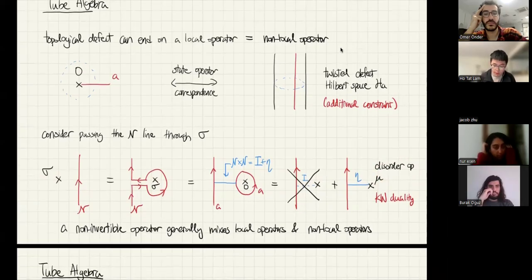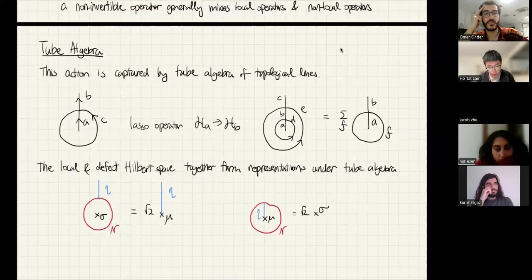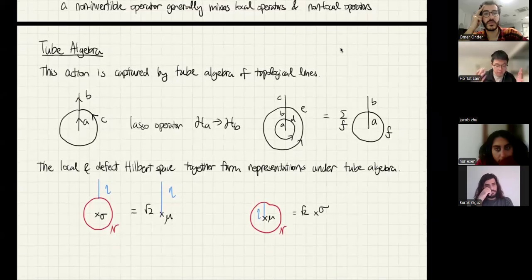So here we see that a very general phenomenon is the following. What is non-invertible symmetry? A non-invertible symmetry is non-invertible because it's generally mixing local operators to non-local operators, okay? So to capture these actions, or this mixing of local to non-local operators, it's known before that we should introduce this concept of what's called tube algebra. So this is a concept that already exists in the literature.